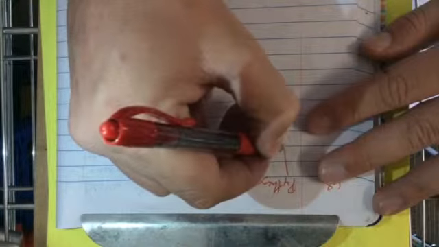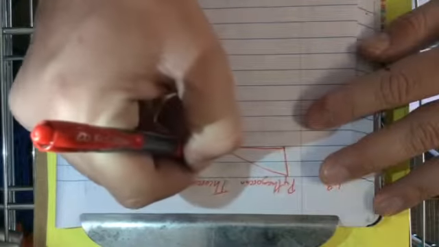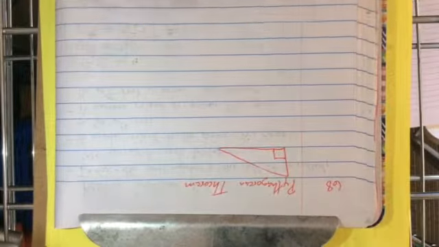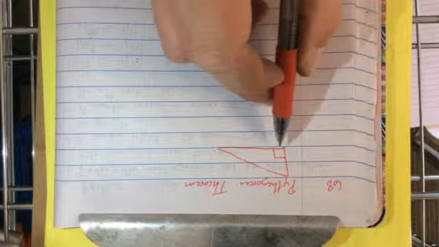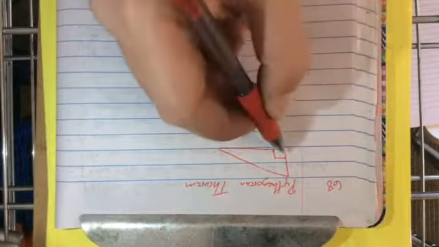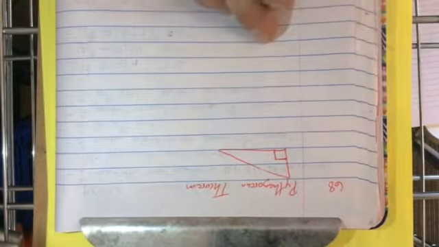The Pythagorean theorem deals with triangles, specifically right triangles. So let's say we have this triangle with a right angle right there. Pythagorean theorem works for right triangles, and this little square denotes that that angle is right, 90 degrees.